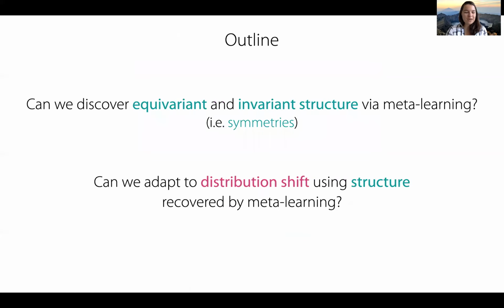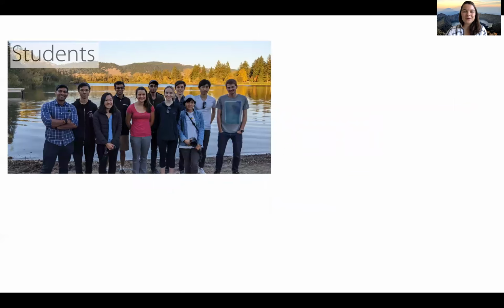Okay, so to wrap up, today I talked about how we can try to discover equivariant and invariant structure via meta-learning, essentially discover symmetries in the data and transfer that to new tasks. And I also talked about how we can adapt to distribution shift using structure recovered by meta-learning, and specifically looking at distribution shift to various groups.